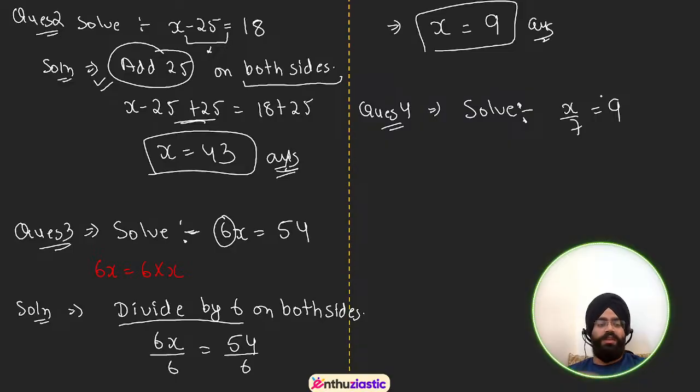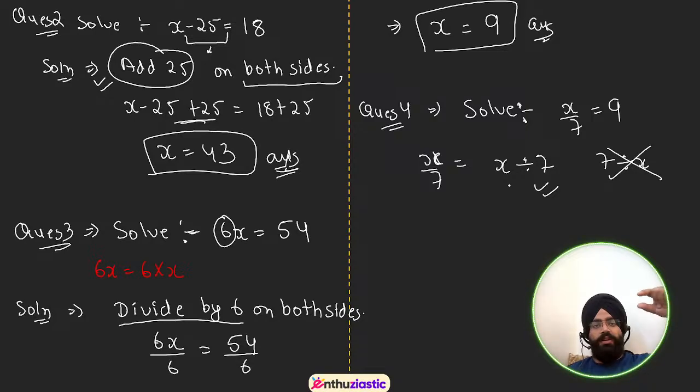Here you can see that x by 7 is equals to 9, right? So this x by 7 basically means x divided by 7. Numerator divided by the denominator. It is not 7 divided by x, right? We cannot write it like this. It is like this. Numerator divided by denominator. Your dividend should be numerator and your divisor should be denominator.